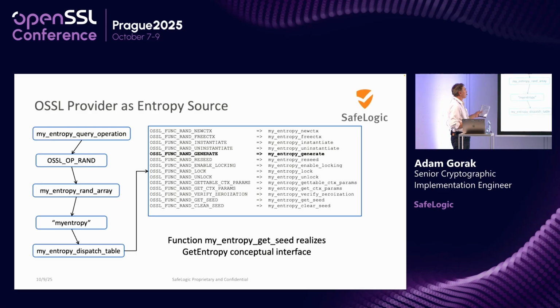Right, and this diagram shows how the OpenSSL core discovers functions related with, in our case, the seed operation. Most of these functions need to be implemented and provided if we want our provider to be recognized and used as a seed source. So that's why we selected this type of functions. And the important function, my entropy get seed function, is the actual implementation of the get entropy conceptual interface.